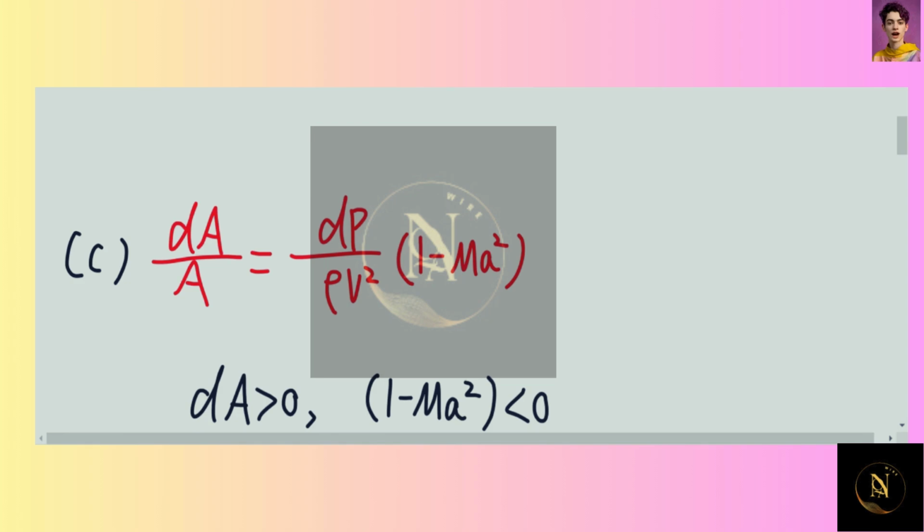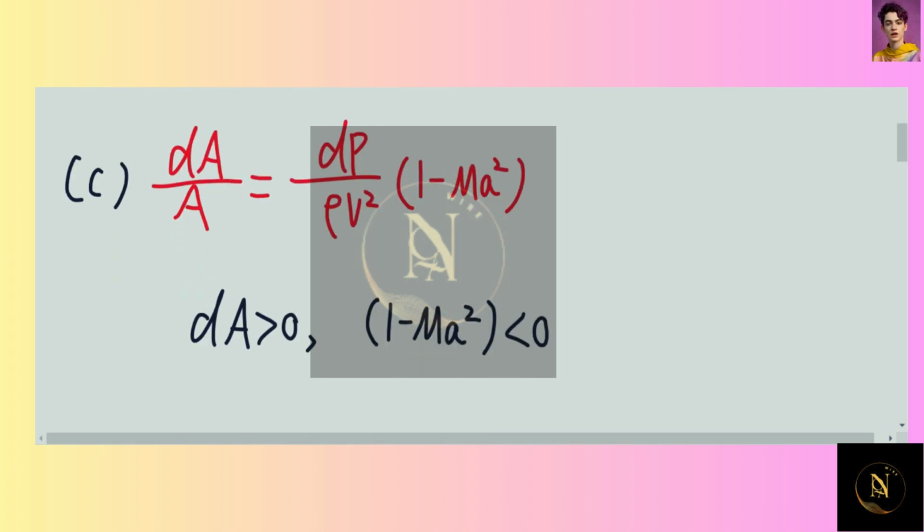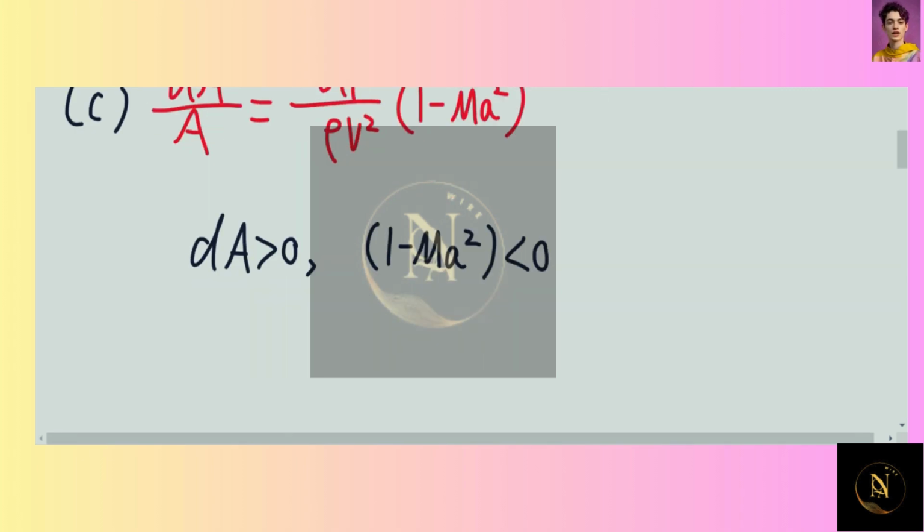And for case C, this is the relationship of the changing area and the changing pressure. dA over A is equal to dP over rho V squared times 1 minus Ma squared. When dA is greater than 0, 1 minus Ma squared is less than 0. So in order to maintain the balance of the equation, dP, which is the changing pressure, must be less than 0, which means that pressure is decreasing.